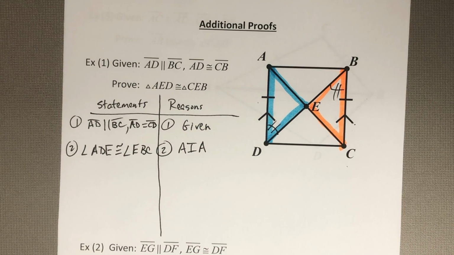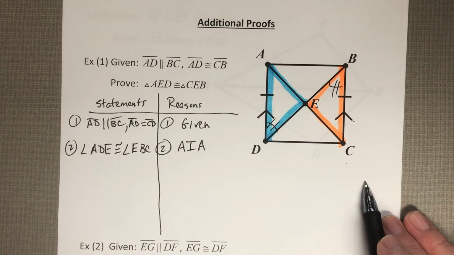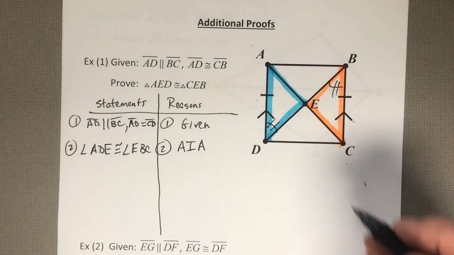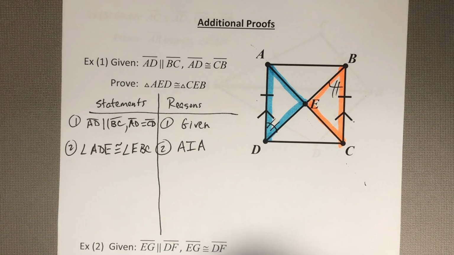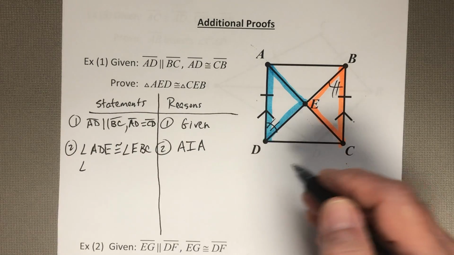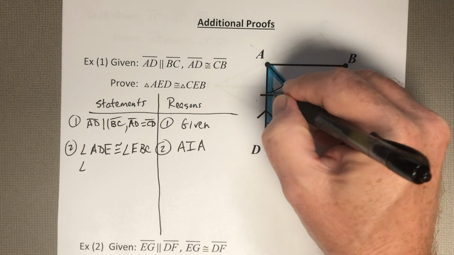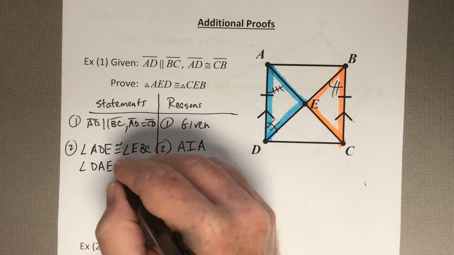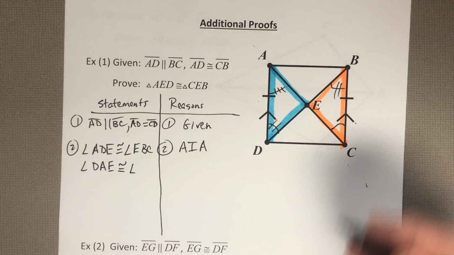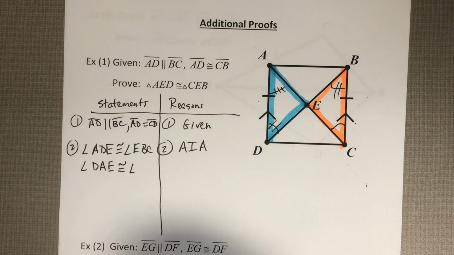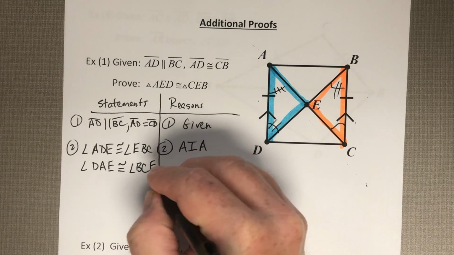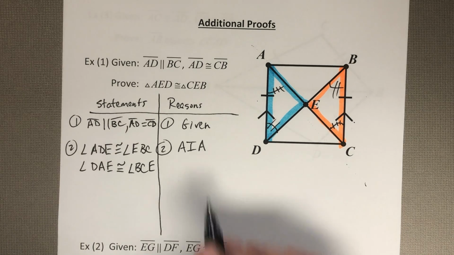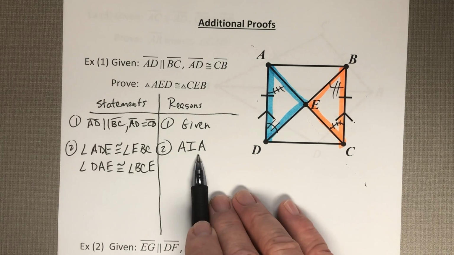Now, if I run the other transversal, line AC, across points A and C, I also get another pair of congruent angles that are alternate interior angles. That's angle DAE, and I'm going to mark that one with 3. Angle DAE is congruent to angle ECB, or BCE, it doesn't really matter. I'm going to put 3 tick marks on that angle. Those two are congruent for the same reason, the alternate interior angles theorem.